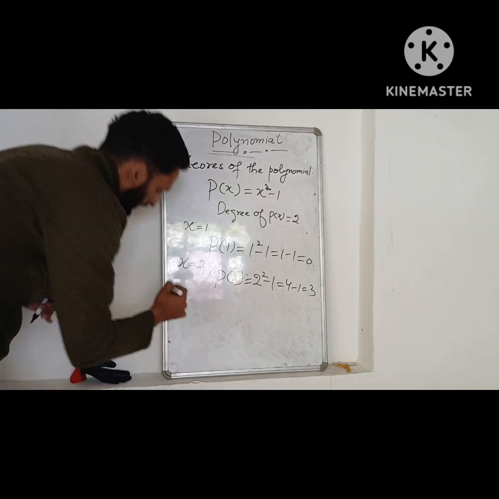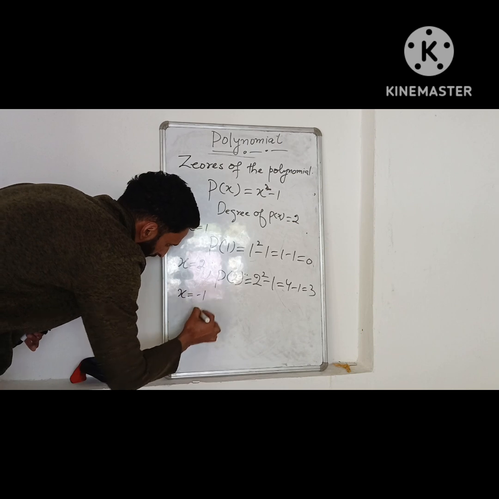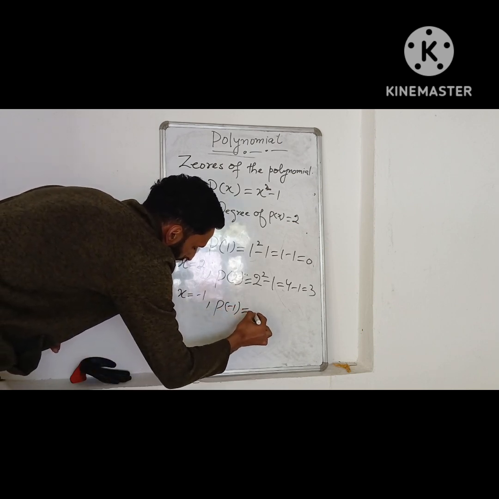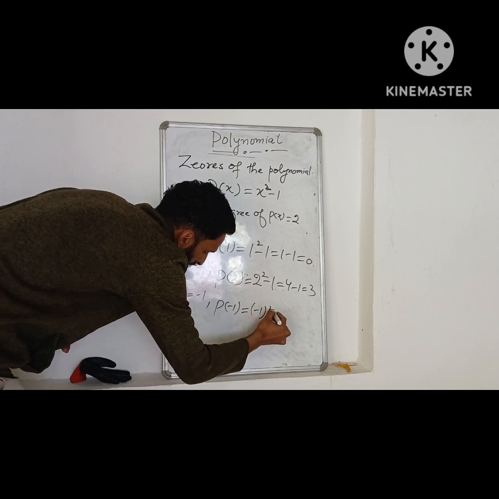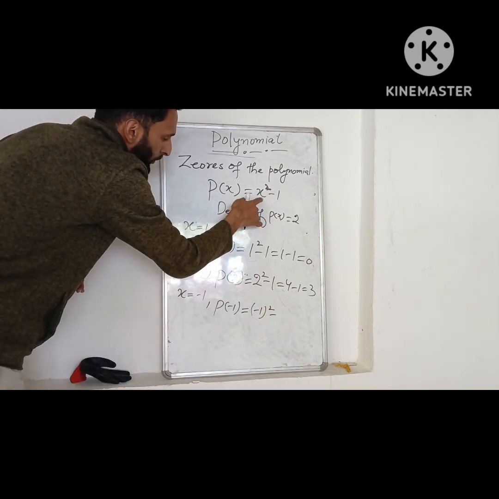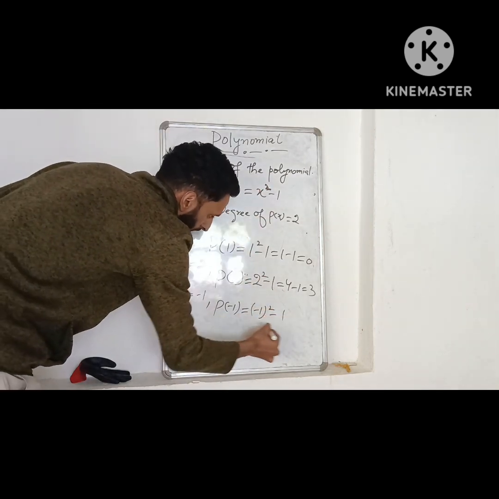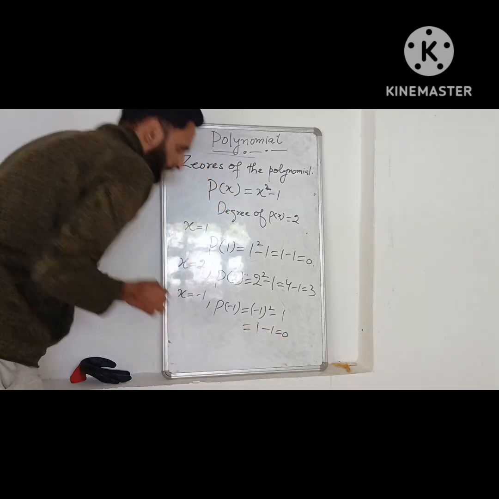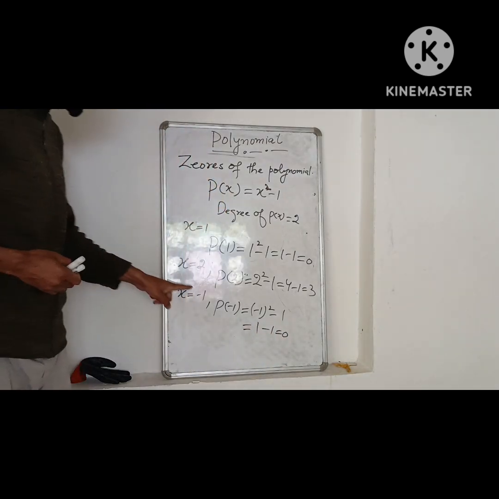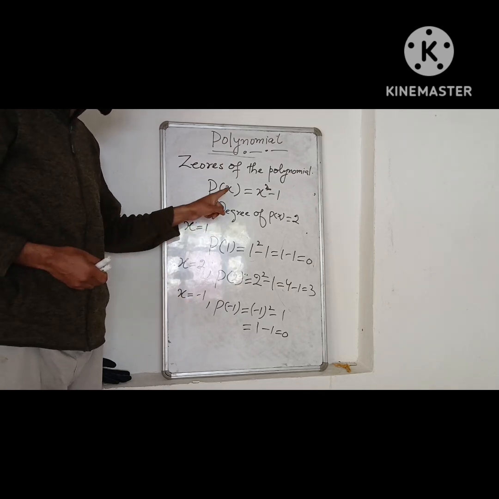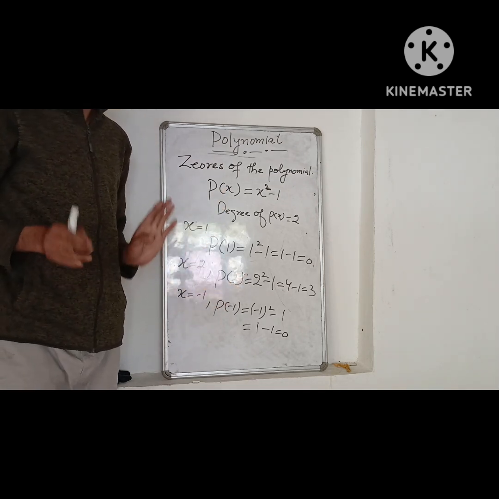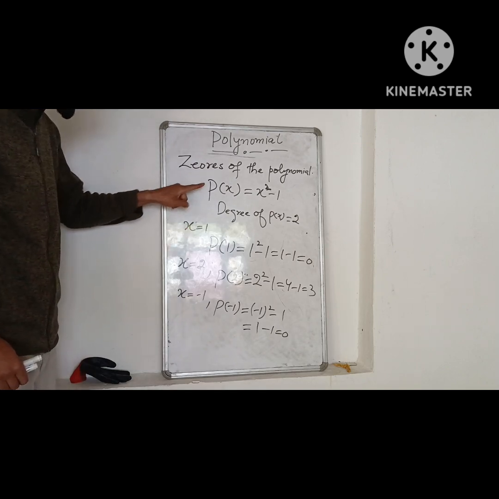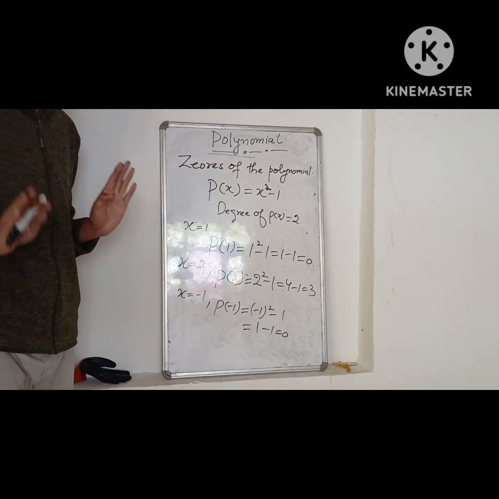Okay. Now if you are putting x is equal to minus 1, let us see what will be the value here. p of minus 1 is equal to (minus 1) whole square minus 1. Minus 1 whole square is equal to 1, 1 minus 1 is equal to 0. When we are putting minus 1 in place of the variable, our polynomial becomes zero. Therefore minus 1 is also a zero of that polynomial.